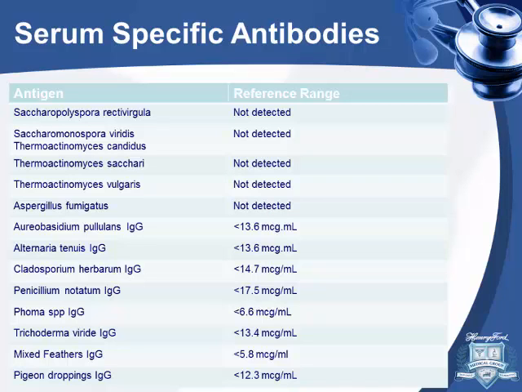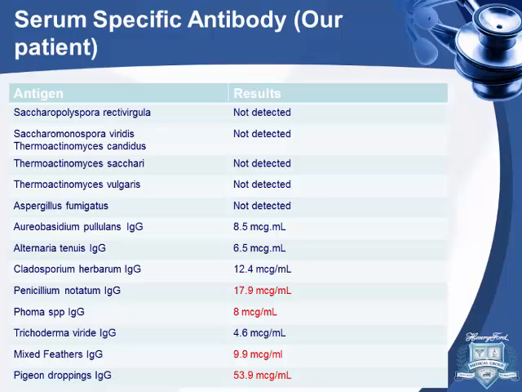And this is what you will get in EPIC. These are the reference ranges, and this is the antigen panel that we check. We don't check everything, as I told you, the list is extensive, but this is what we check for. In our patient, it came back positive. The reds are mildly positive, but pigeon droppings was significantly positive in his case. But he had no exposure to pigeon droppings or to pigeons at all.